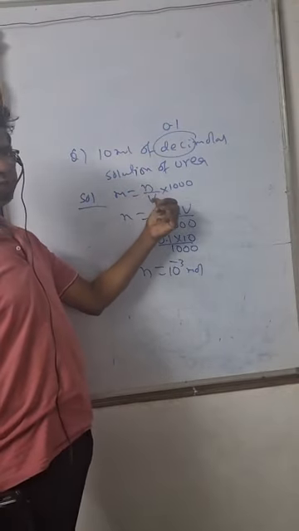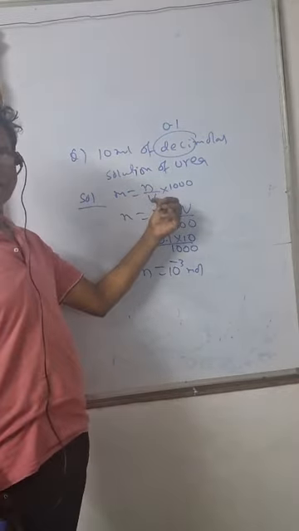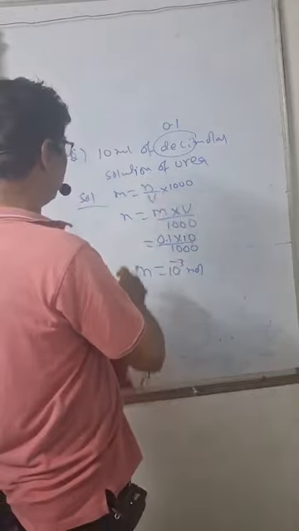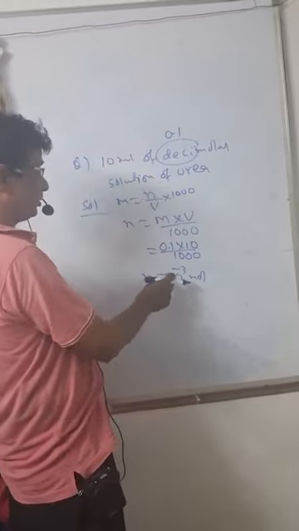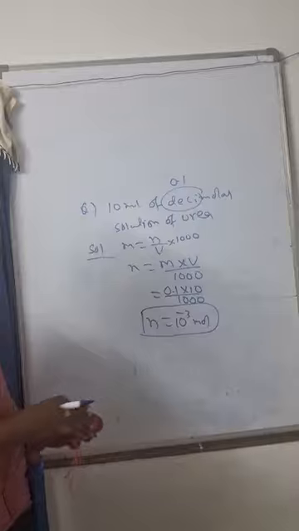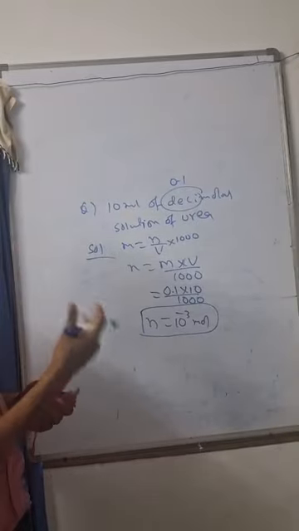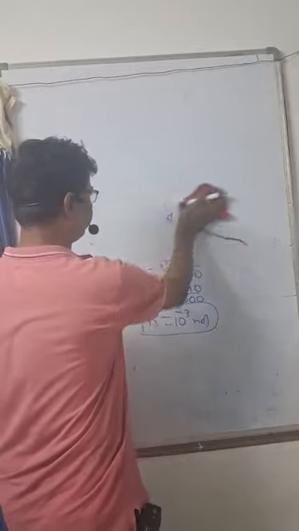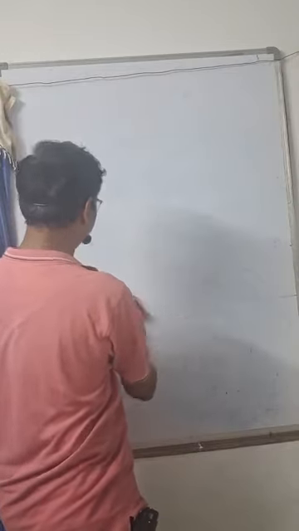Molarity is number of moles per liter. N is M into V by 1000. N is 10 to the power of minus 3 moles. Okay. We can convert molarity into moles. It is mole concept.